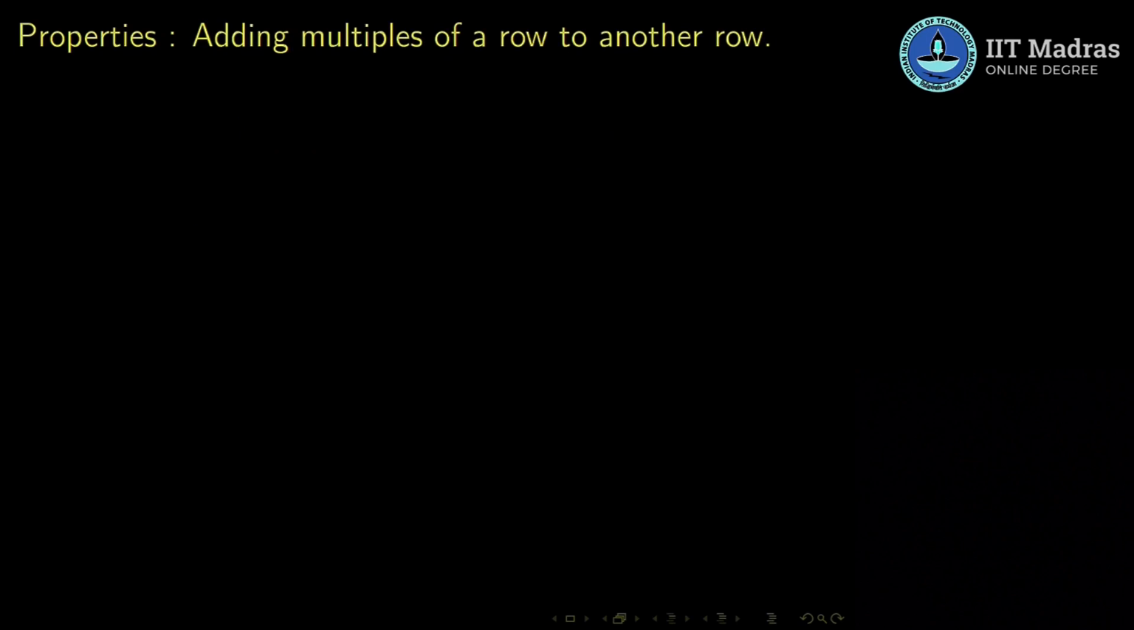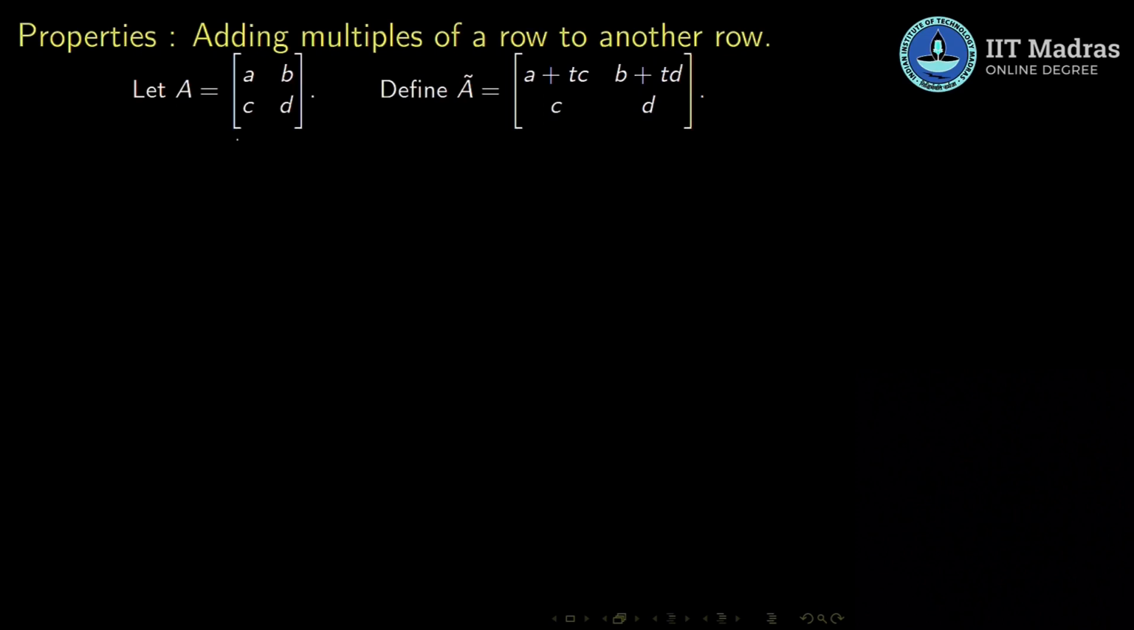If you add a multiple of a row to another row. Okay. So, what do we mean by that first of all? So, here is A, you have A is A B C D, and A tilde is A plus T times C, B plus T times D, and then C D. Okay. How did we get A tilde? Well, the first row of A is A B. So, to this row we added T times the row C D. Okay. And what we got was A plus T C, B plus T D.